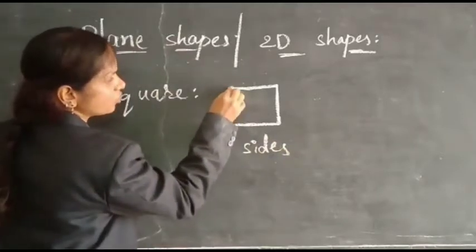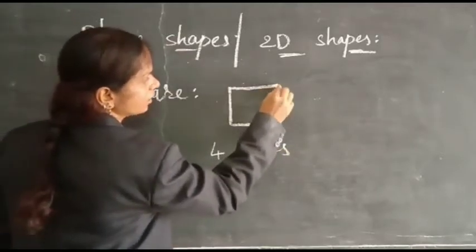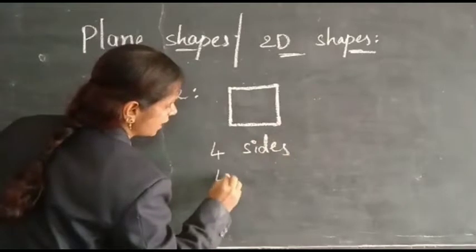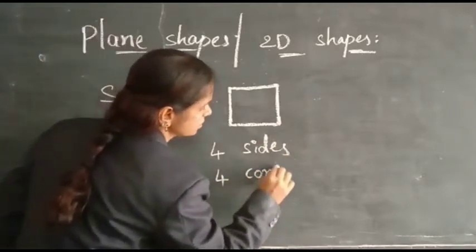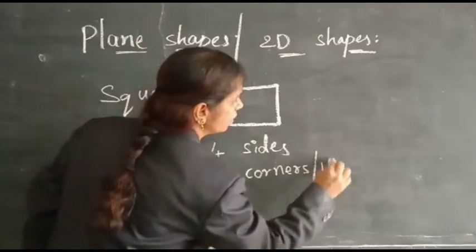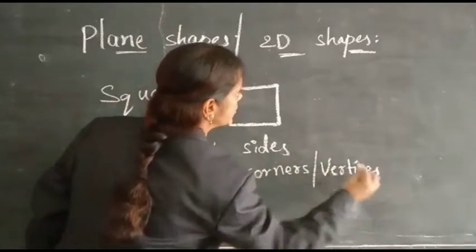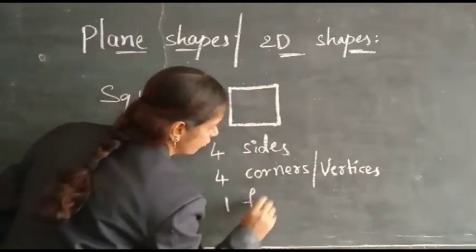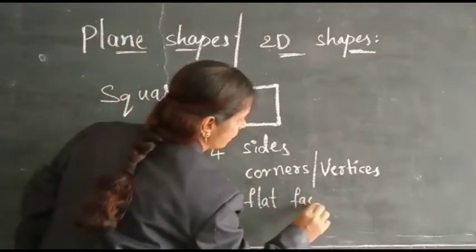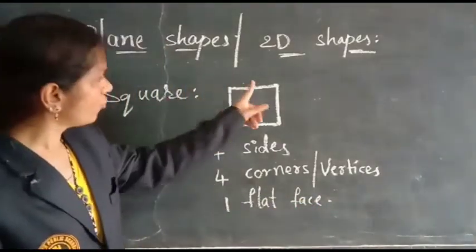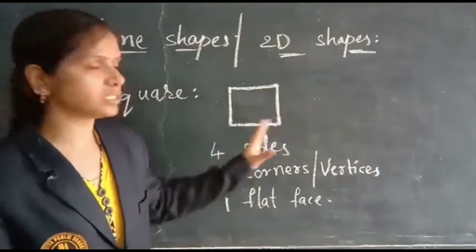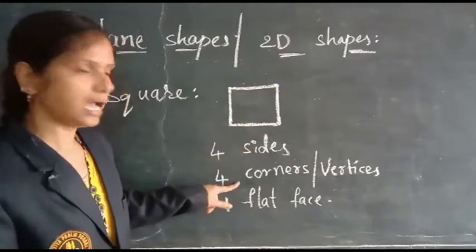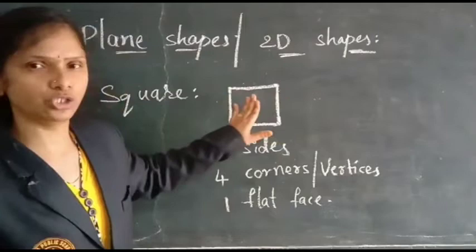And it has 4 corners. See here you can see the corners 1, 2, 3 and 4. Means a square has 4 corners or 4 vertices, and it has one flat face. A square has four sides, and all four sides should be equal, and four corners, and one flat face, which you can see here.